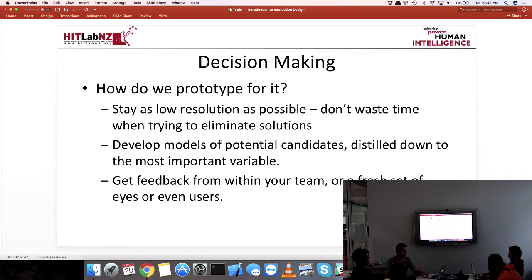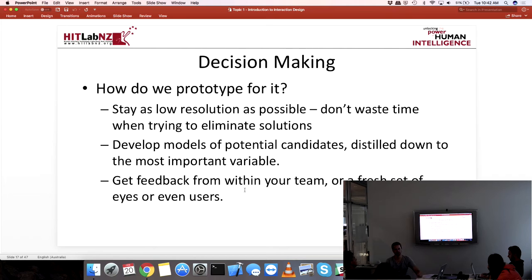It never hurts to get, in addition to your team, a fresh set of eyes, the users. The more you can involve users, the better, because they know it better than you do. They always will. They work with it day in, day out. You're just coming in for weeks, months, years to solve this, but they're working with it for their entire lives.